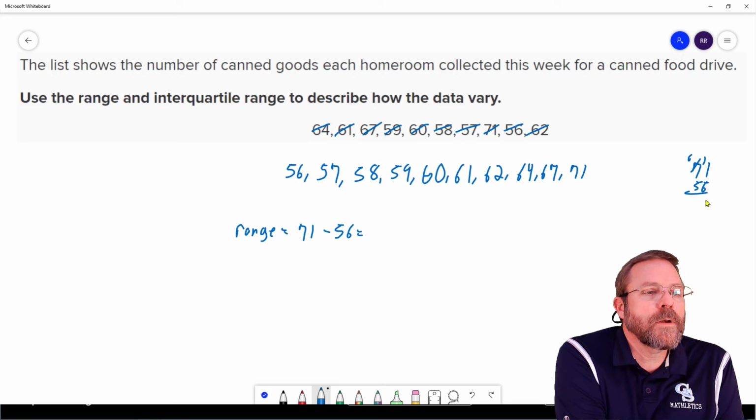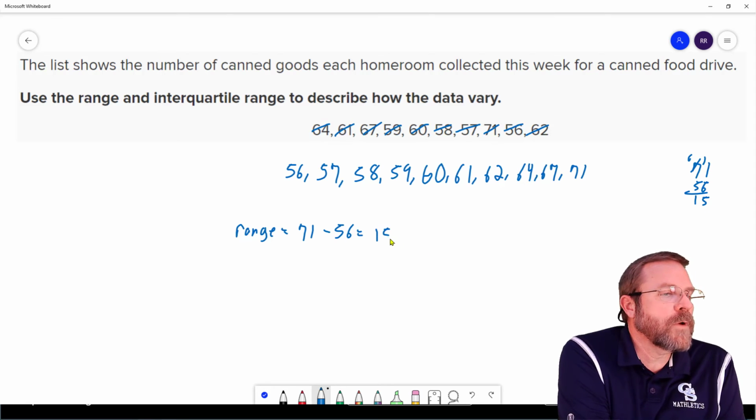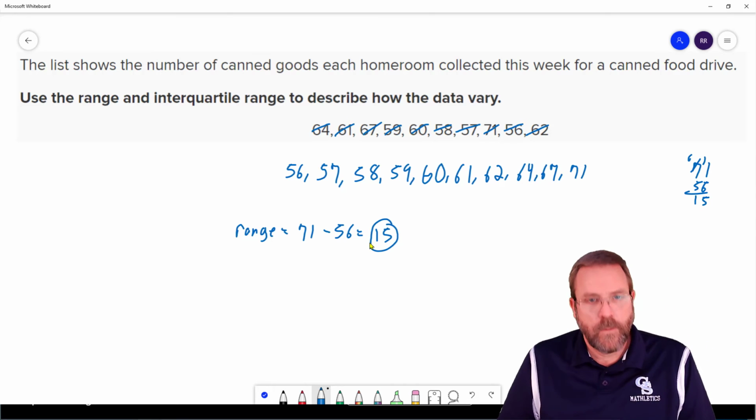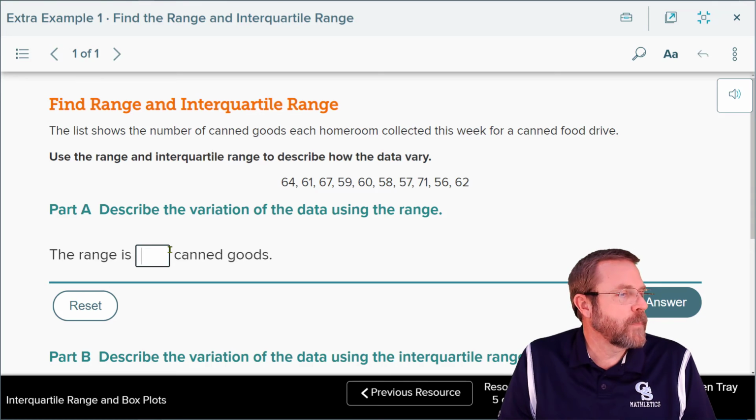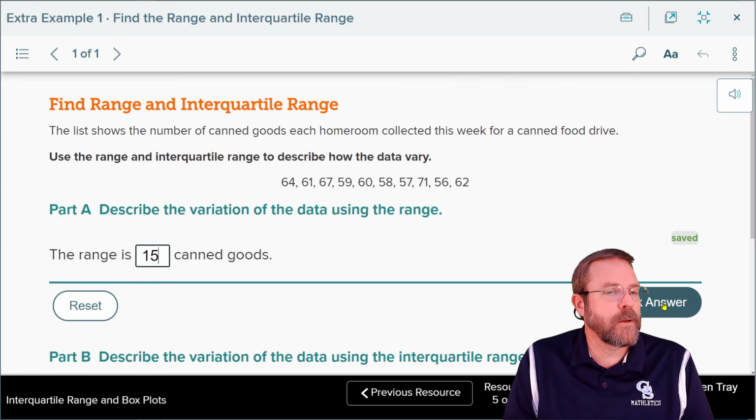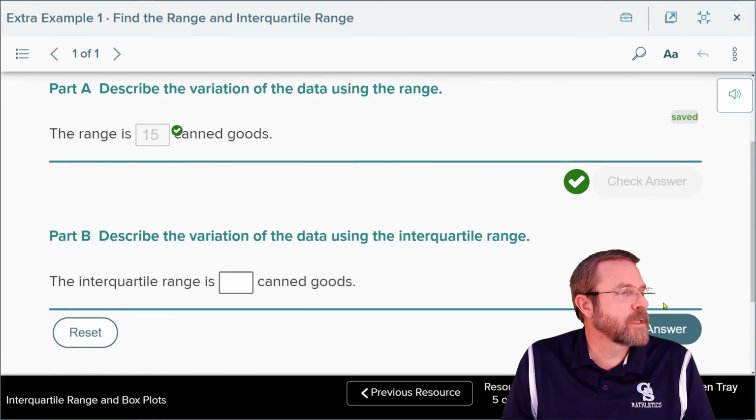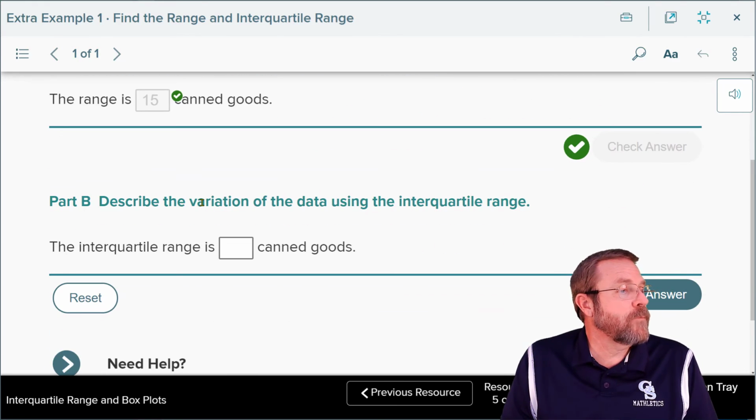I'm going to do some borrowing. 11 minus 6 is 5. 6 minus 5 is 1. So our range is going to equal 15, which we're going to jump back over to the textbook and put in 15 right here and check. That part checks.